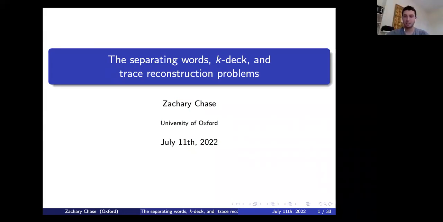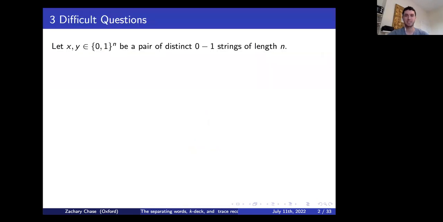And so today I want to talk about three related problems that I really like. And for each of them, there's an exponential gap between the upper and lower bound. So much more work needs to be done. So I hope this will entice some people to work on some of the problems. Okay, so three difficult questions.